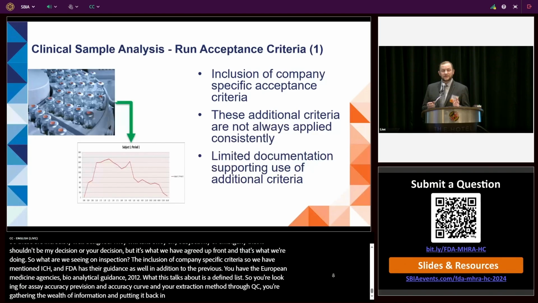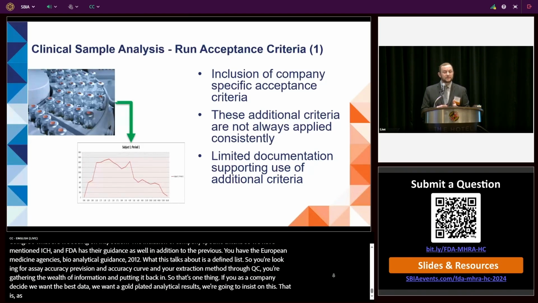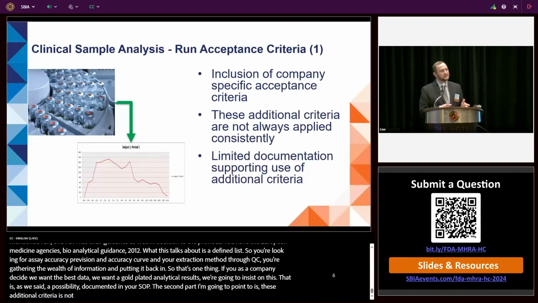If you as a company decide we want the best data, we want our gold-plated analytical results that are irrefutable to a regulator, and we're going to insist on this, that is, as we've said, a possibility. Document it in your SOPs. The second part, in bullet point 2, is that these additional criteria are not always applied consistently.